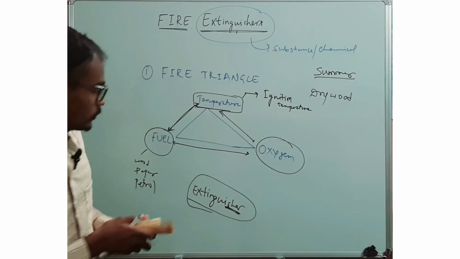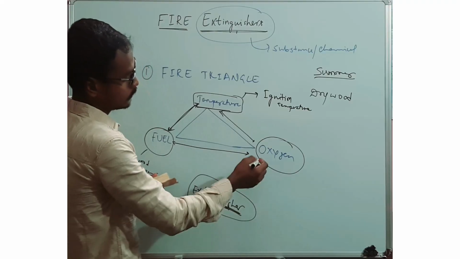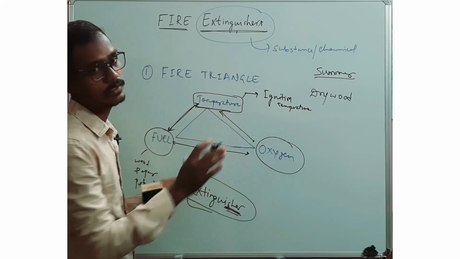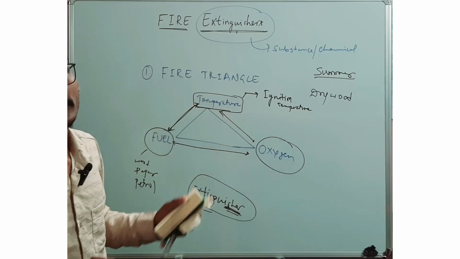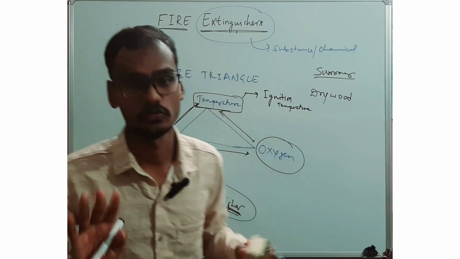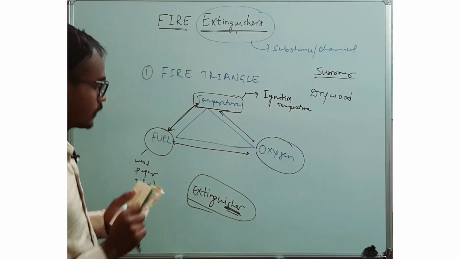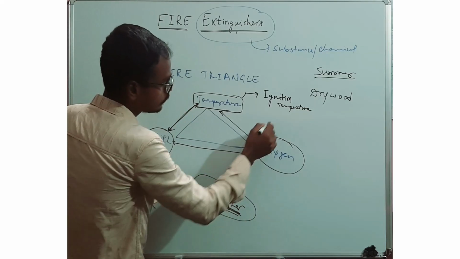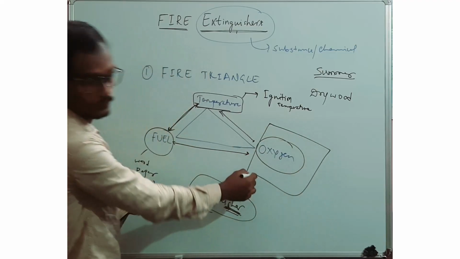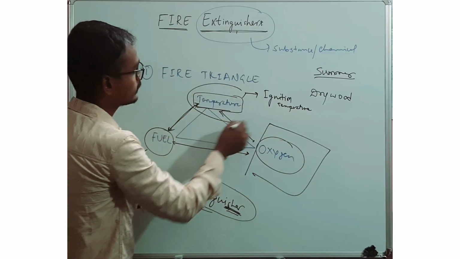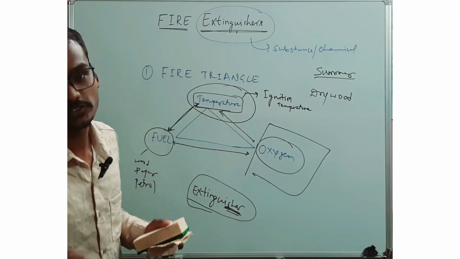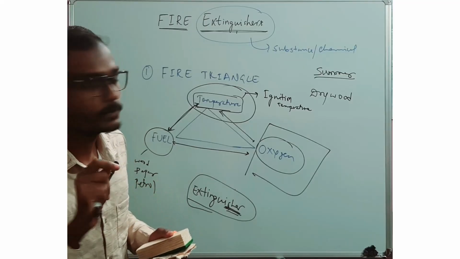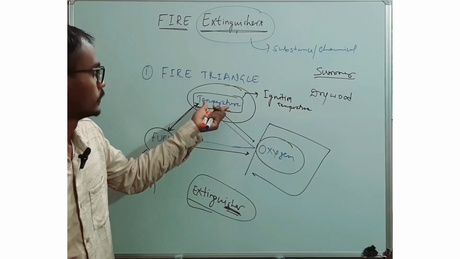The extinguisher does the thing like removing one or two of the elements of this triangle. Then the fire automatically douses. Okay. What extinguishers usually do is cut off the supply of oxygen, or decrease the ignition temperature. They decrease the temperature. They do these two things.